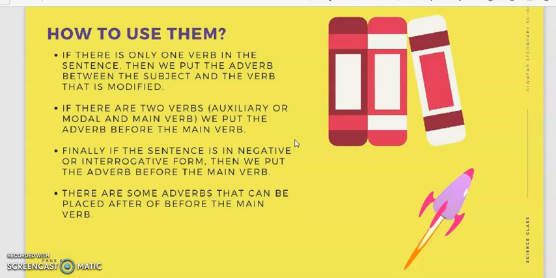If there are two verbs, an auxiliary or a modal, and the main verb, for example, I don't swim in the pool. I don't eat pizza. She doesn't go to the park. We put the adverb before the main verb. So, we don't usually swim in the pool. She doesn't usually go to the park, and so on. Finally, if the sentence is negative or interrogative form, then we put the adverb before the main verb. There are some adverbs that can be placed after or before the main verb. For example, sometimes, for example, very often.